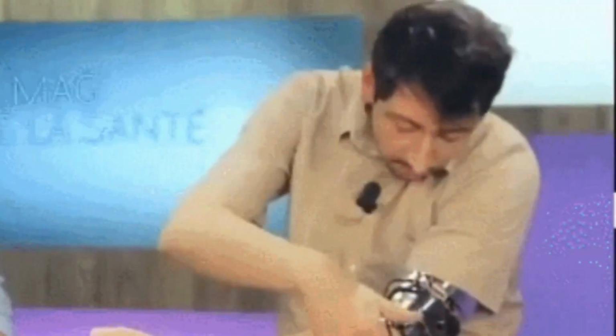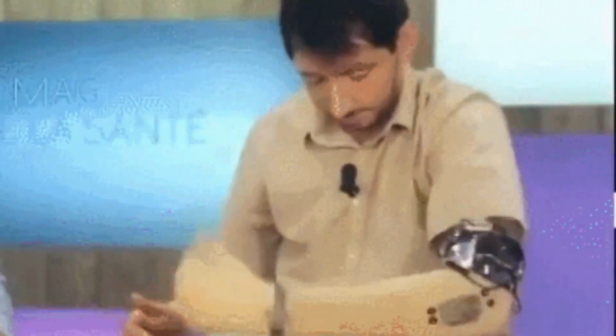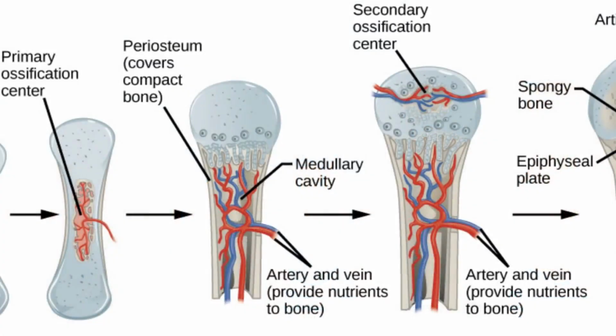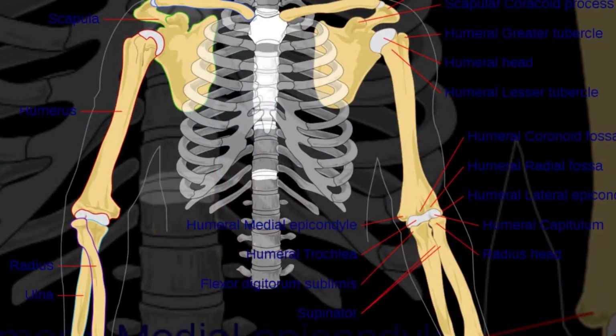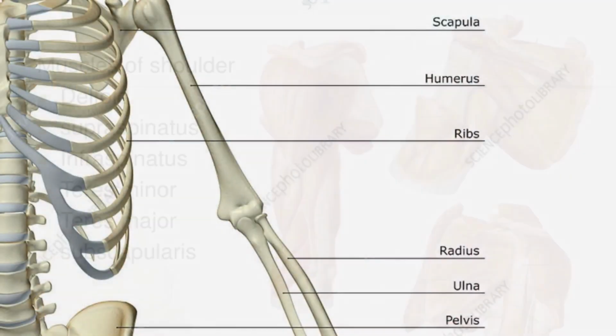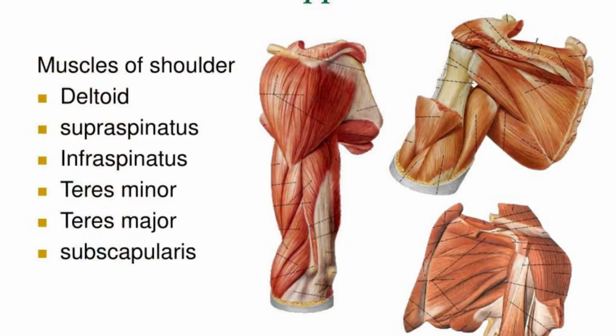Let's explore in detail the formation and functions of the human upper limbs. How the upper limbs formed. During early embryonic development, the upper limbs begin to form as limb buds, which appear as outgrowths from the sides of the embryo. These limb buds undergo a process of differentiation and growth, eventually developing into the bones, muscles, and other structures of the upper limbs.